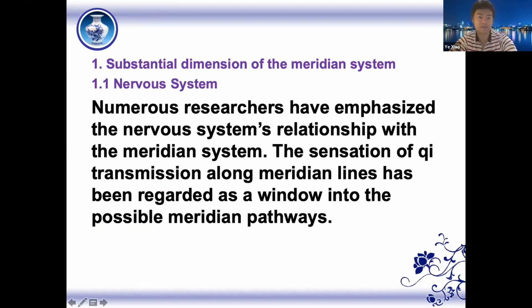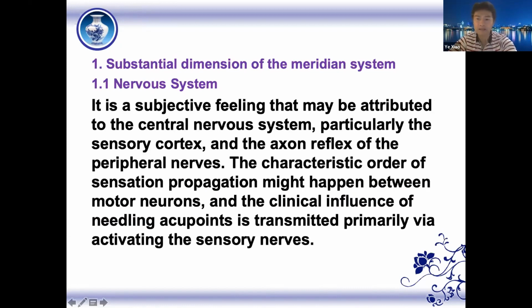As for the nervous system, this is a very frequently researched field for the meridian essence, and numerous researchers have emphasized the nervous system's relationship with the meridian system. The sensation of qi transmission along meridian lines has been regarded as a window into the possible meridian paths. This kind of sensation is a subjective feeling that may be attributed to the central nervous system, particularly the sensory cortex, and the axon reflex of the peripheral nerves.